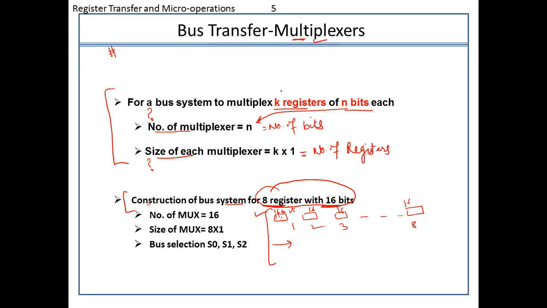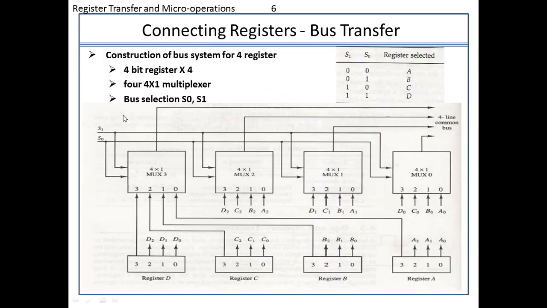So for our case, if I am having 8 registers available, each with the capability of 16 bits, it means that the number of multiplexers required is 16 for this particular arrangement, and the size of each multiplexer would be 8 cross 1. So this is what has been depicted here. If the multiplexer has this size, then definitely I need 3 selection lines for it, as simple as it is. So let's learn this in more detail by simplifying the example.